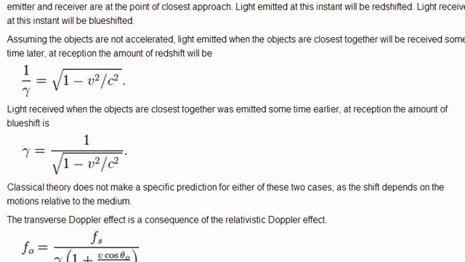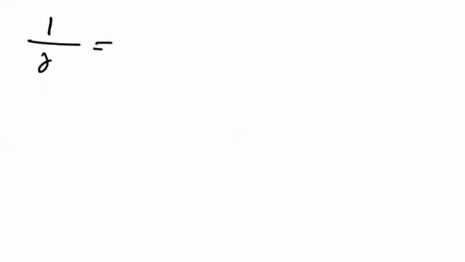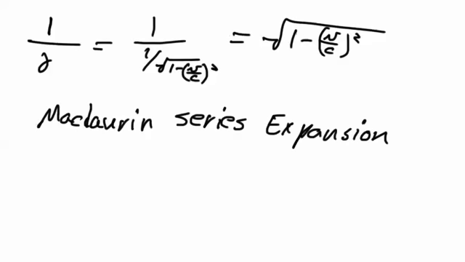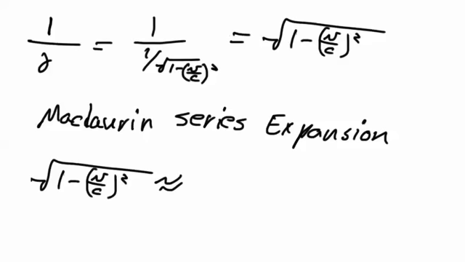The transverse Doppler effect causes the frequency of the light to be slowed down by a factor of 1 divided by gamma. Now 1 divided by gamma is 1 divided by 1 over the square root of 1 minus v over c quantity squared, which is simply the square root of 1 minus (v over c) squared. Now if you use a Maclaurin series expansion of this, you will find that it is approximately equal to 1 minus v squared over 2c squared. Notice we lost the square root sign and we've got a factor of 2 in there.